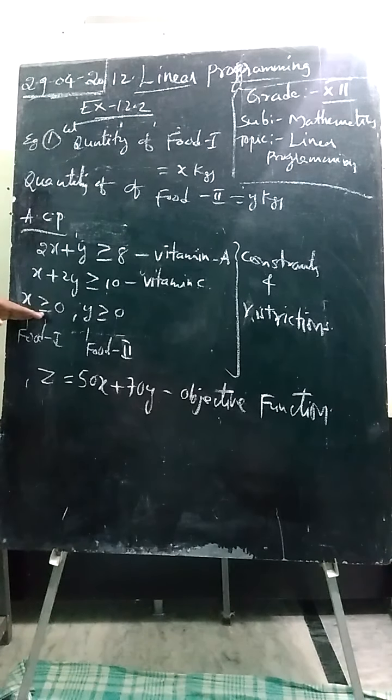But we never take a negative quantity of food 1 or food 2. That is why x is greater than or equal to 0, y is greater than or equal to 0. It is never negative. This is food 1, this is food 2. This is the vitamin A condition, and this is the vitamin C condition.